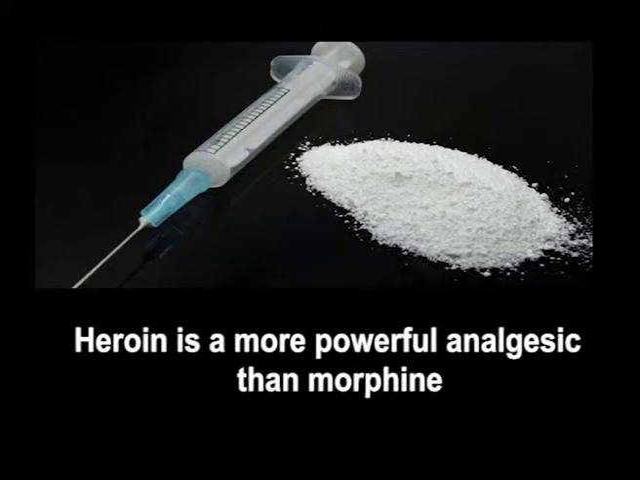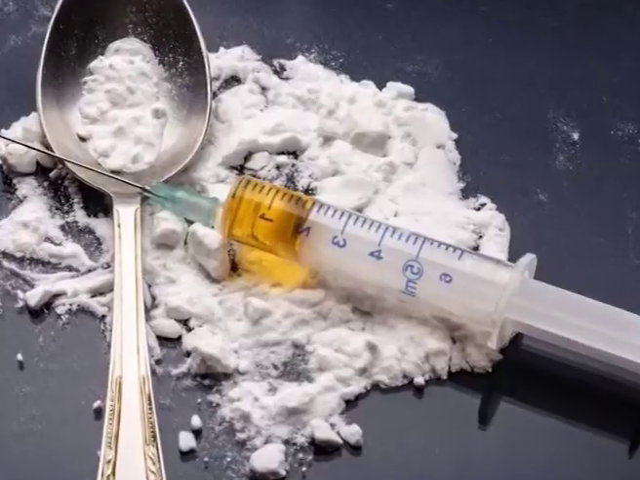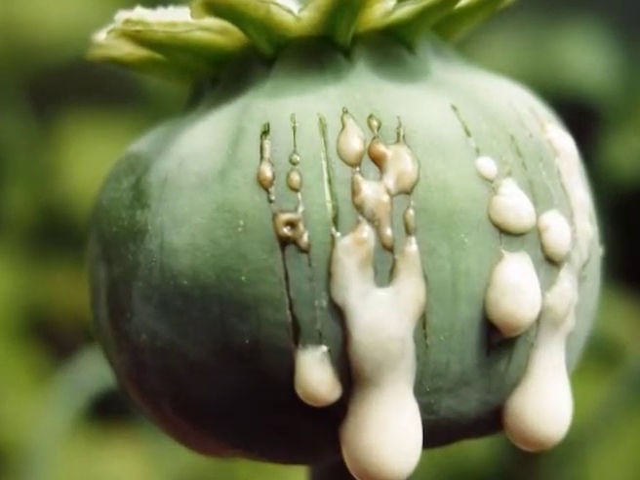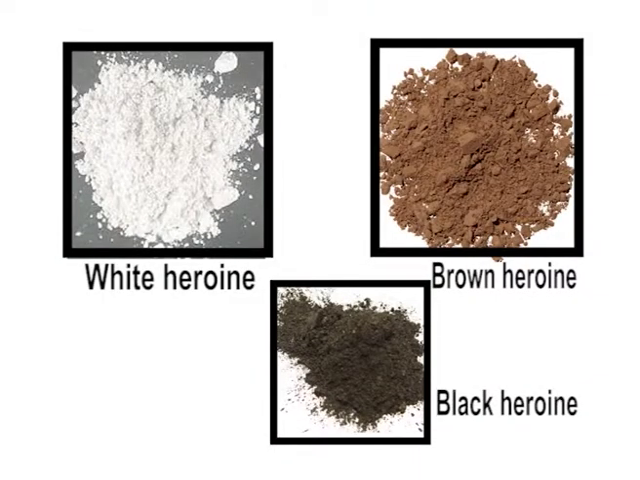Heroin. What is heroin? My dear students, here we are discussing the semi-synthetic opioid heroin, not the actress whom we see normally in the movies. Heroin is a more powerful analgesic than morphine, produces greater euphoria and consequently has a higher dependence liability. Heroin is obtained as a semi-synthetic product from the plant Papaver somniferum. Firstly, morphine is extracted from the sap, the opium, then morphine is reacted with a chemical to obtain heroin. There are three types of heroin: white, brown and black.